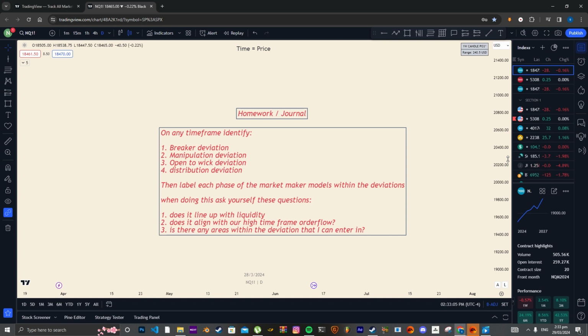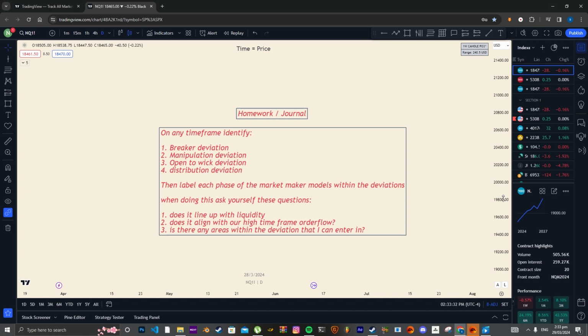It's just which one lines up better with liquidity and which one aligns with the high time frame order flow and high time frame narrative. And this will help you understand which ones to use in which situations. Maybe the manipulation doesn't present itself, but we have our distribution. Maybe the open to wick is very small, but you can go on a lower time frame and see maybe a 1 minute or a 5 minute manipulation leg, a B2C leg that you can use to project your deviations.